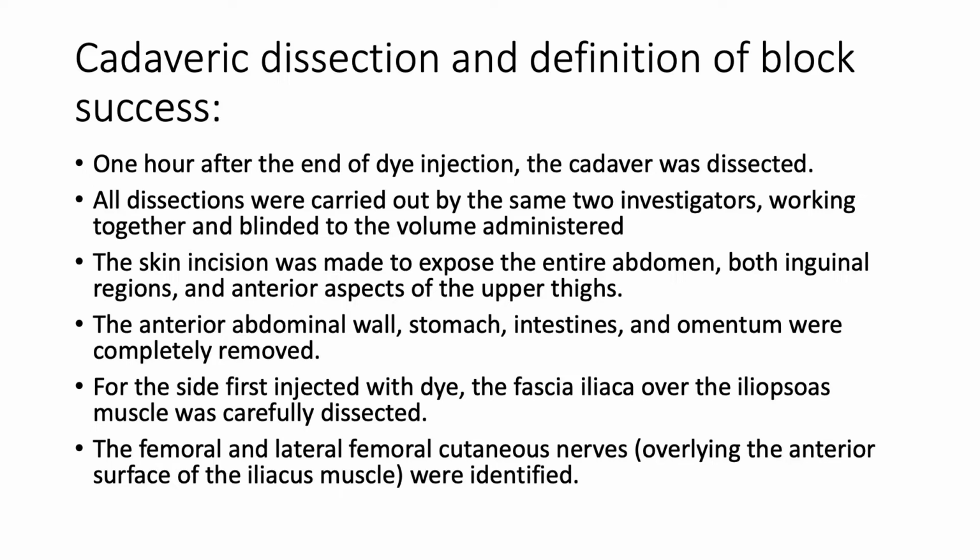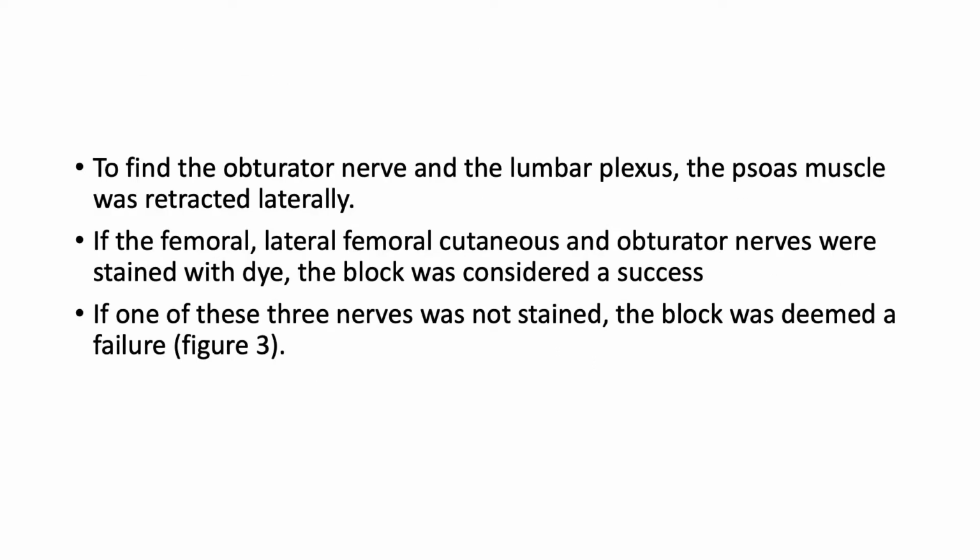So the skin incision was made to expose the entire abdomen, both inguinal regions and anterior aspects of the upper thigh. The anterior abdominal wall, stomach, and intestine were completely removed. And for the first site injected with dye, the fascia iliaca over the iliopsoas muscle was carefully dissected. They exposed the femoral and lateral femoral cutaneous nerve. To find the obturator nerve and the lumbar plexus, the psoas muscle was retracted laterally.